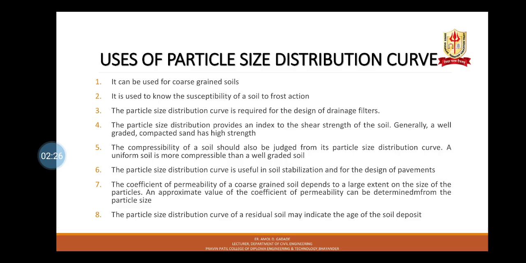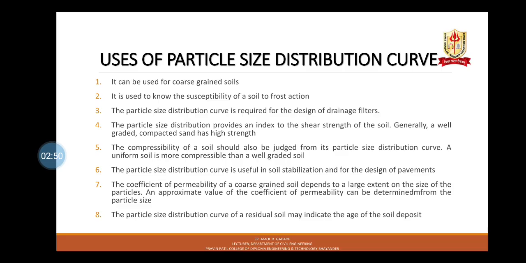Here are some uses of the particle size distribution curve. It can be used for coarse grained soil. It is used to know the susceptibility of soil to frost action. The particle size distribution curve is required for the design of drainage filters. The particle size distribution provides an index to the shear strength of the soil.